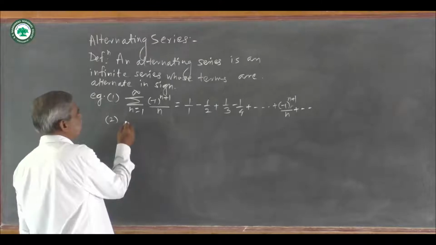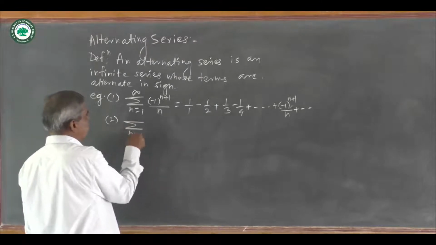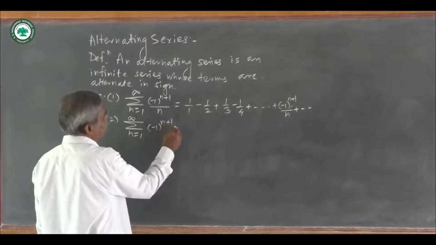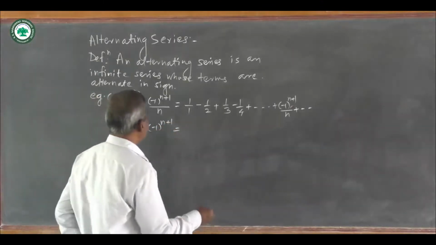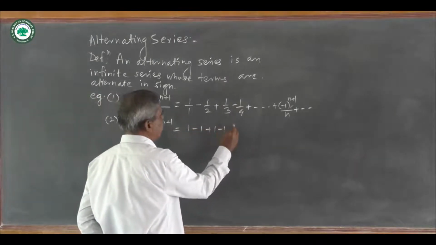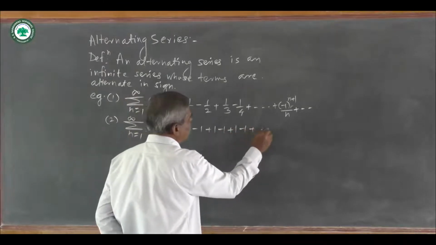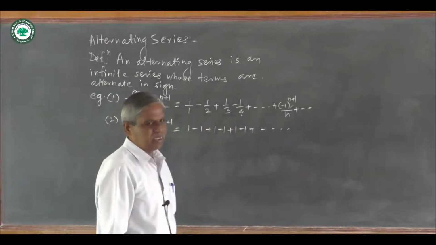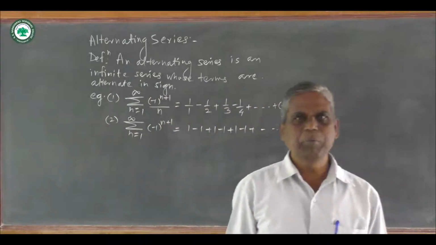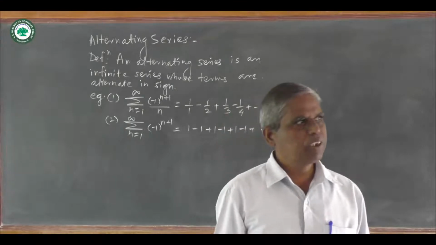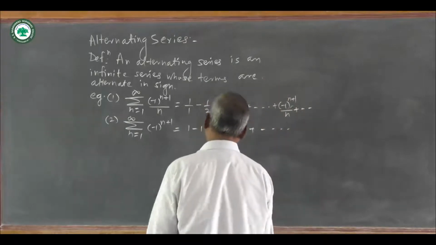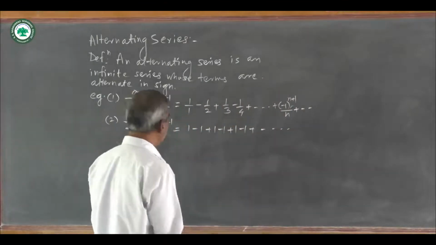Example number 2. Sigma n equals 1 to infinity of minus 1 to the power n plus 1, which is equal to 1 minus 1 plus 1 minus 1 plus 1 minus 1 plus 1 minus 1 and so on. An alternating series is an infinite series whose terms are alternate in sign, plus minus or minus plus and so on.